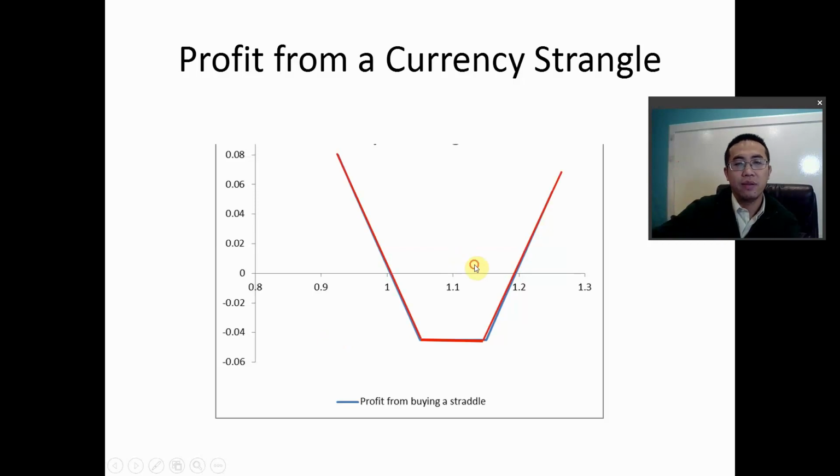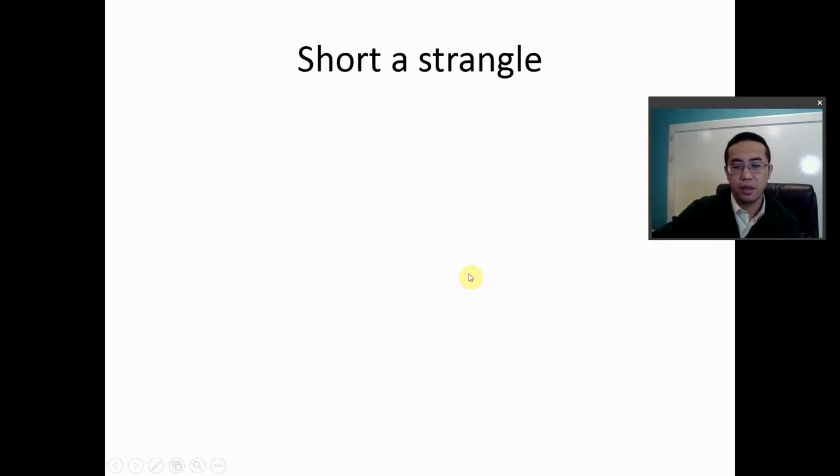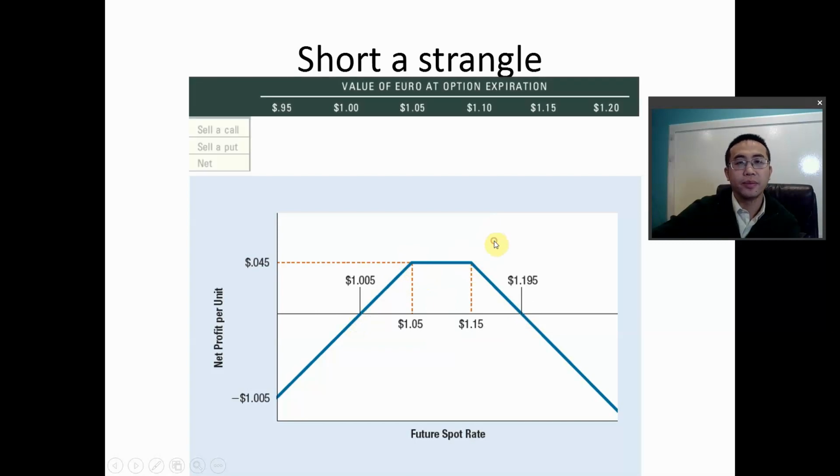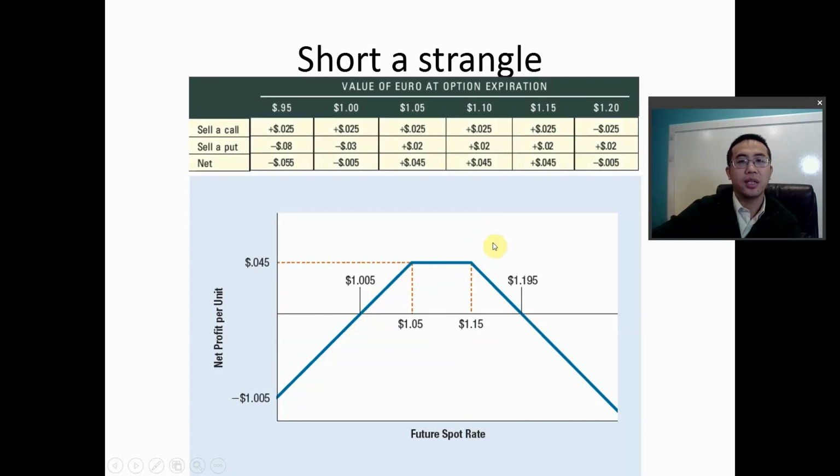Okay, so you have three parts to it, and to short a strangle, it is exactly the opposite. Once again, you have 4 critical points: 2 break-even points, one here and another here, and the other 2 are the put strike and the call strike. You can also calculate the profit for selling a call and selling a put at different spot rates.